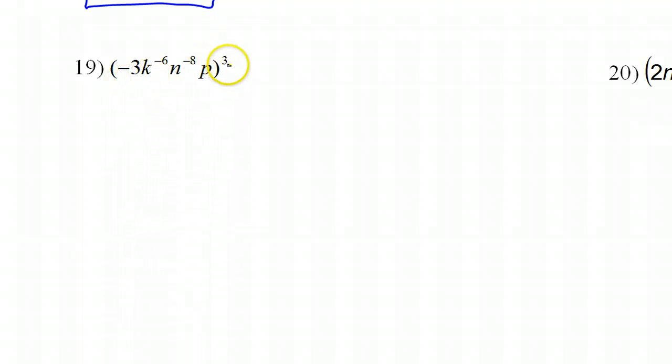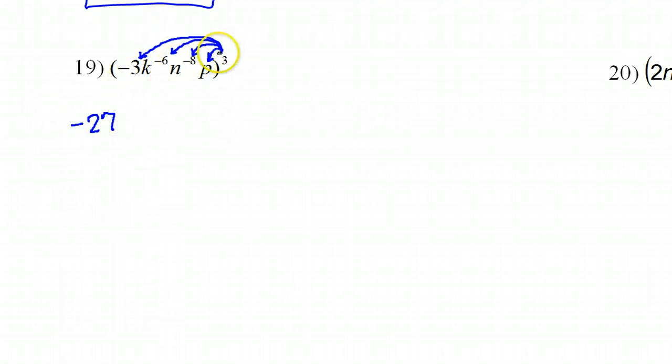Okay, these parentheses have an exponent on them, so I'm going to have to do this power to everything inside. So when I do negative 3 to the 3rd power, I get negative 27. Notice that because it's an odd power, a negative will stay negative. Also, notice I don't multiply. It's not going to be a 9. It's a regular number, so I do 3 to the 3rd power.